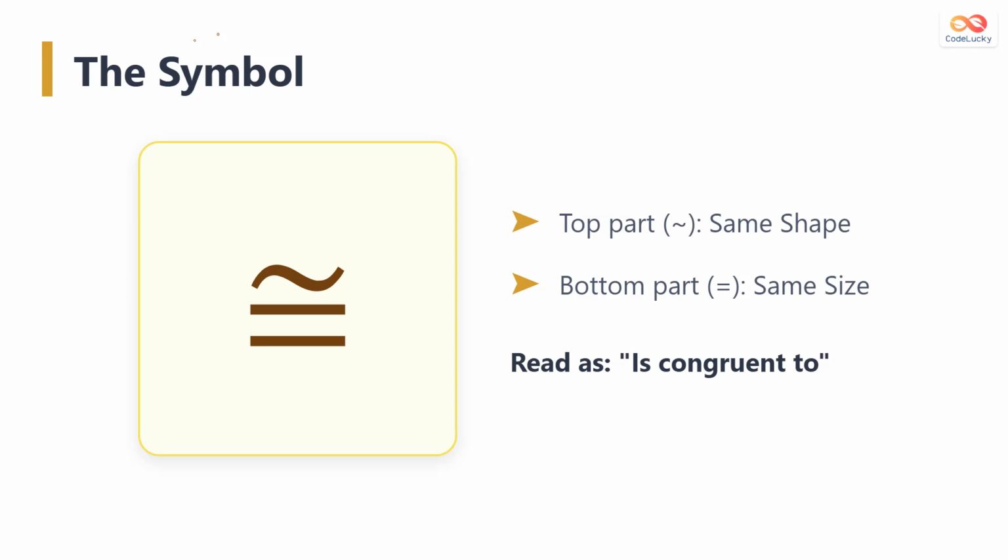Mathematicians use a special symbol to show congruence. It looks like an equal sign with a squiggly line, called a tilde, on top. The top part represents having the same shape, and the bottom part represents having the same size. You read this symbol as "is congruent to."